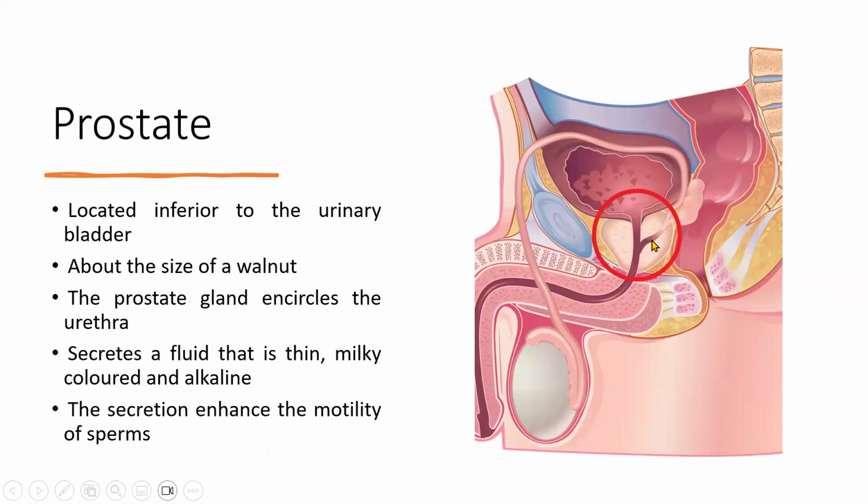There's the prostate again over here. It's underneath the urinary bladder. It's not too big, the size of a walnut, and it actually encircles the urethra. Best way to think about it is, think of an orange, and then you stick a straw from one end to the other. It goes right through it. It secretes fluid that is thin, milky color, and alkaline. So again, you see the basic solution, right? It adds to the seminal vesicle fluid, and this solution helps enhance the motility of the sperm.